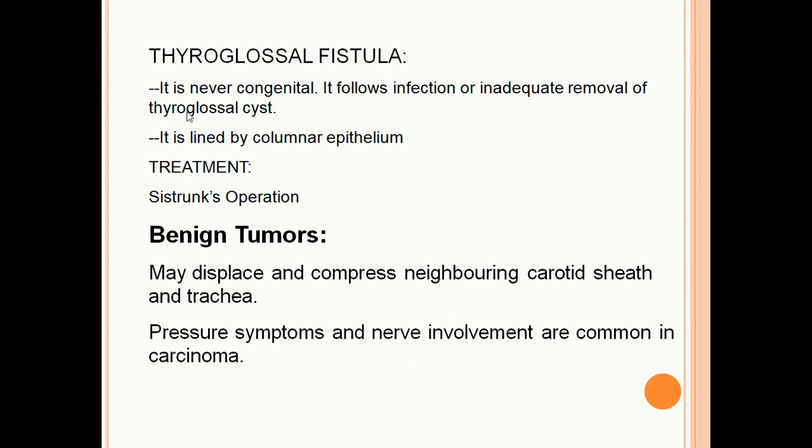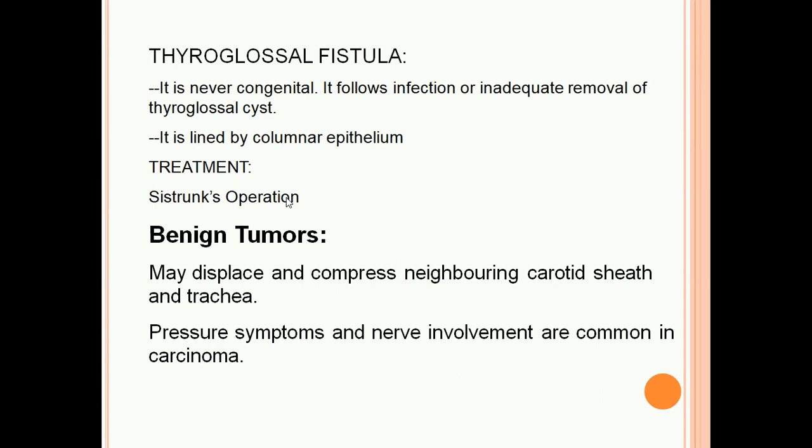The thyroglossal cyst needs to be removed. Along with the thyroglossal cyst, the thyroglossal fistula also, if it is present, needs to be removed. The treatment is usually Sistrunk's operation, in which the thyroglossal cyst has to be removed and the fistula needs to be completely covered and sutured.